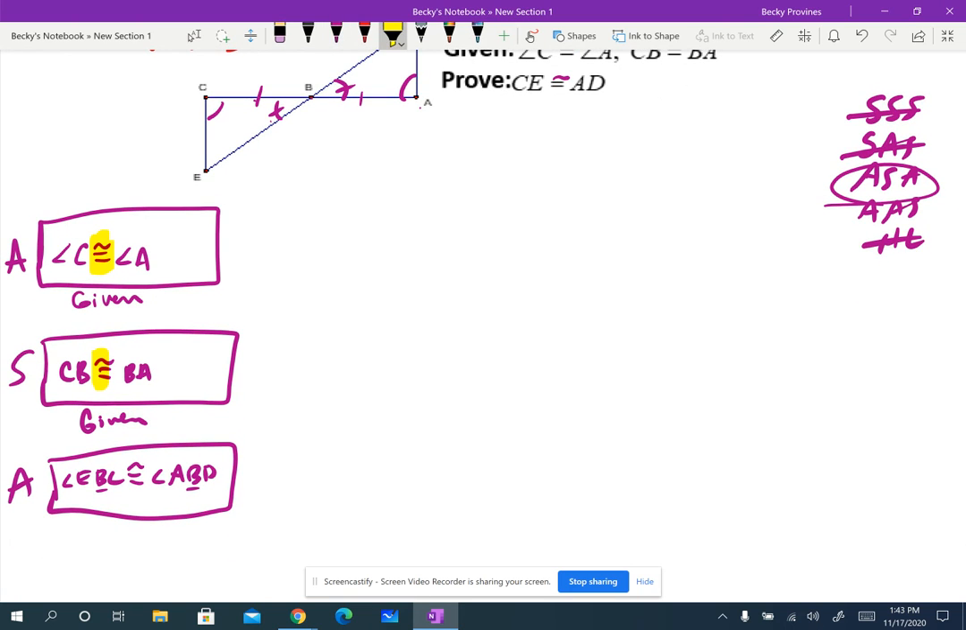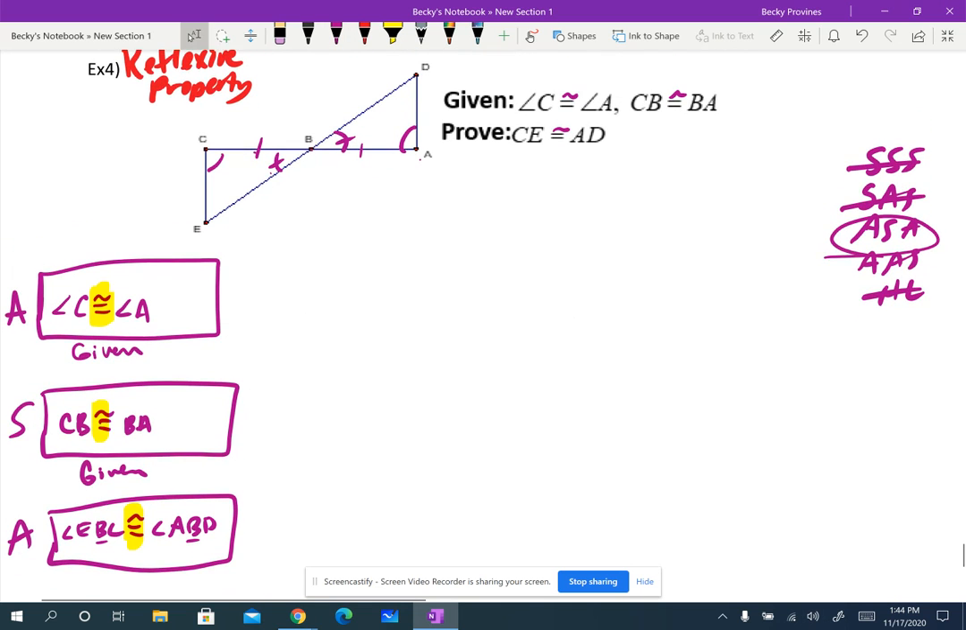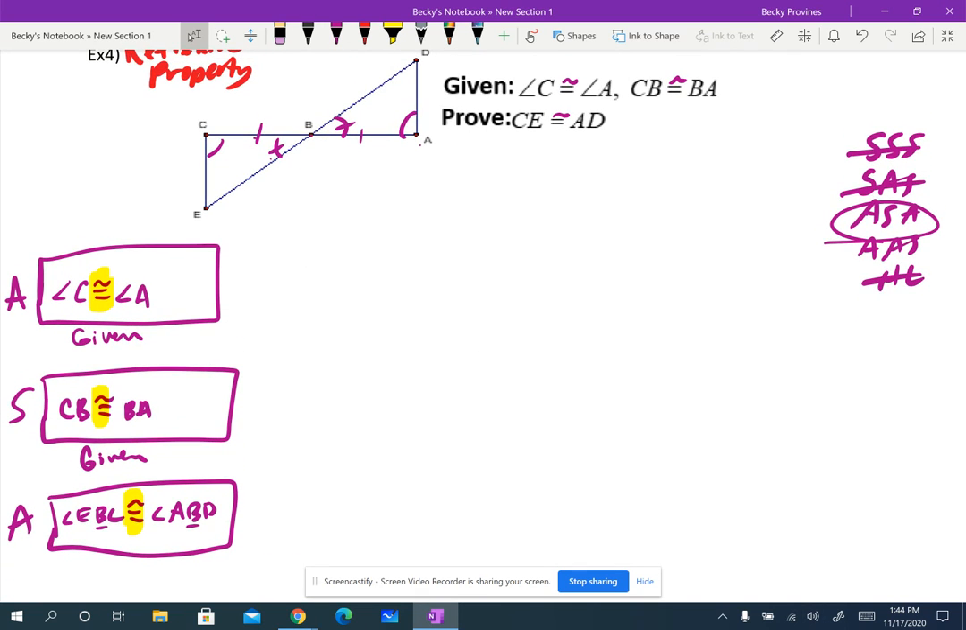Now, there is a congruence symbol in the middle, which is good, but I need a justification to write underneath, and it's not given. So don't say definition of vertical, because the definition of vertical only tells you how they're formed. It doesn't tell you about its property. But we're going to use VAT, vertical angle theorem.